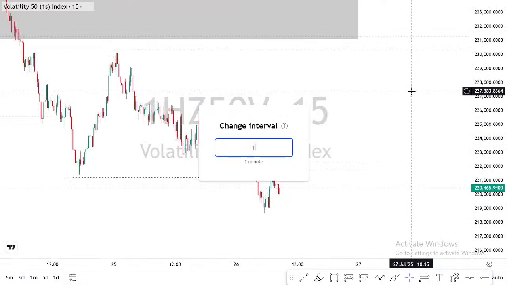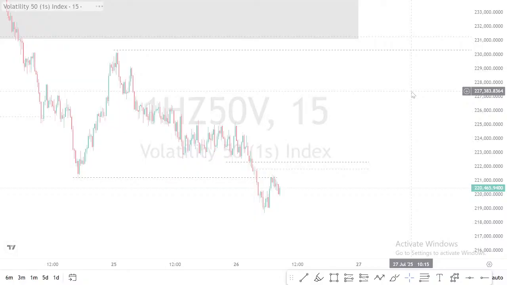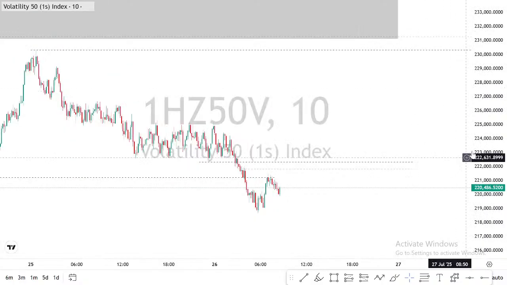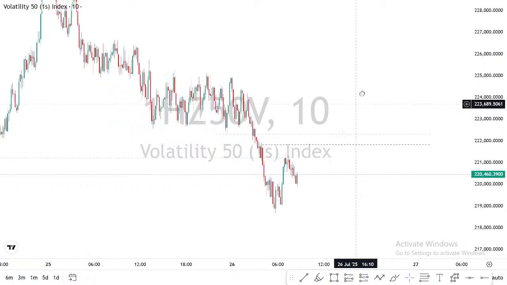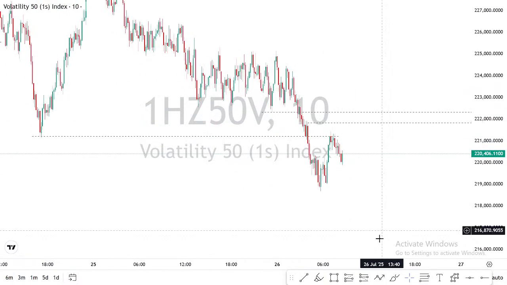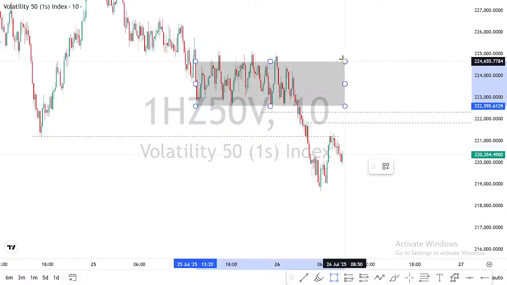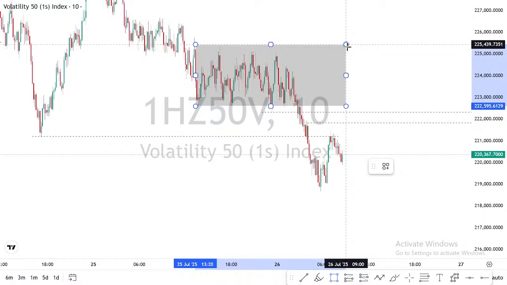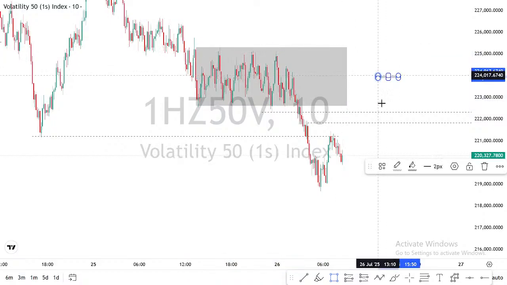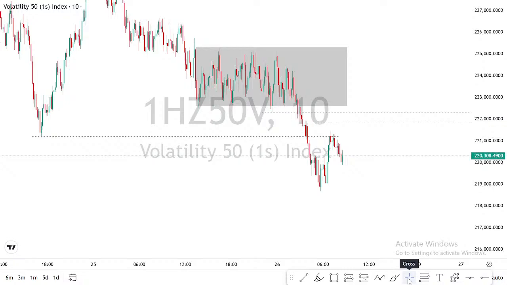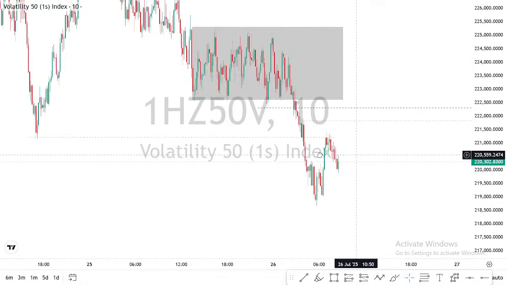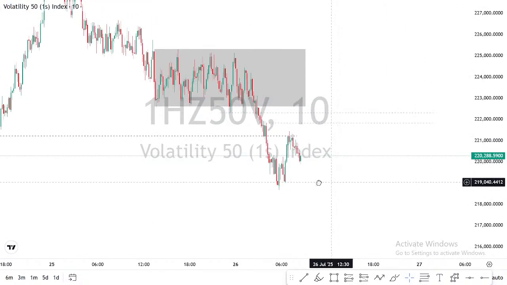10 minutes. All these minutes are not clear enough, so I have to be sure of what we're marking out. You can see this was a range here. That's why I'm being skeptical. This is a range, a total range here. And sometimes market does not use range for continuation, especially synthetic indices.